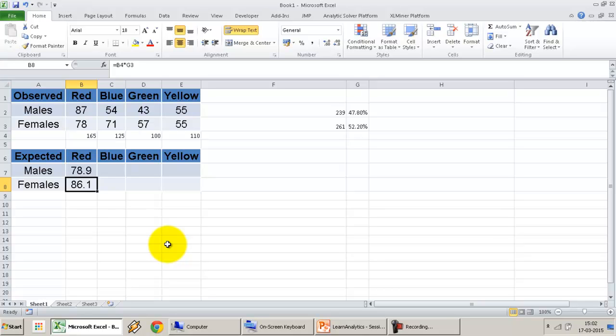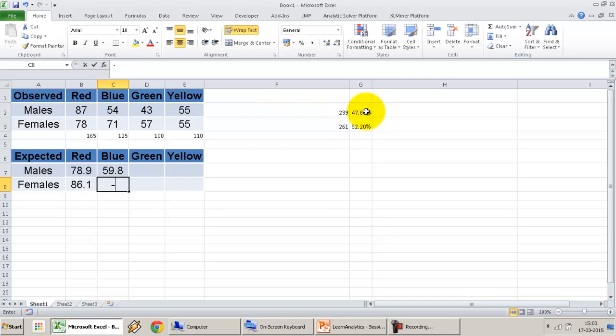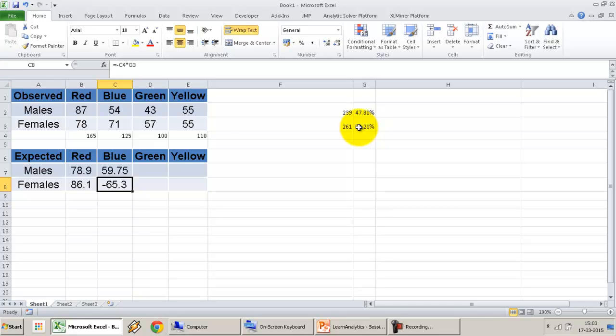But is this deviation significant? And not only this, we have to test it for each of the cells in this crosstab. So I'm going to calculate the observed and the expected frequency for each of the cells. For Blue House, we multiply 125 into the percentage of males, and for the females again 125 into the percentage of females. Did I do something wrong? Yeah, I got a minus sign over here.